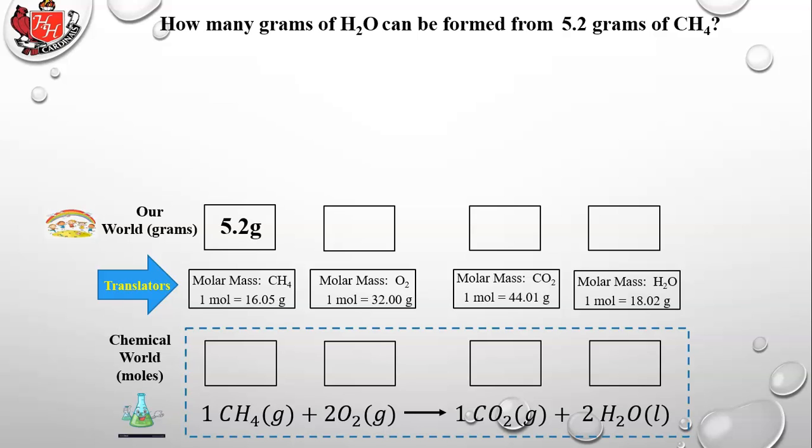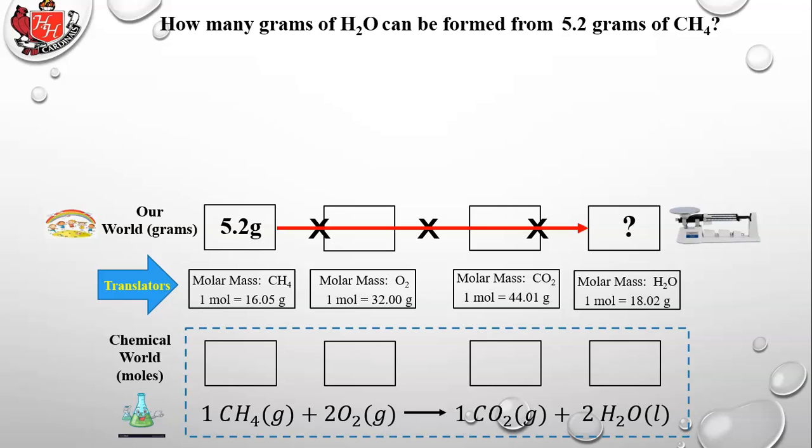So the 5.2 grams of CH4 goes up in the grams row, our world, and it's up above CH4. For the H2O, where's the question mark go? Grams of H2O, it goes over there on the right. The question mark goes in the grams row and above H2O. So the question is, can you just go straight across from 5 grams to question mark and get your answer? That would be a one-step problem if you can do that. The answer is no. We don't know a relationship between grams of H2O and grams of CH4.